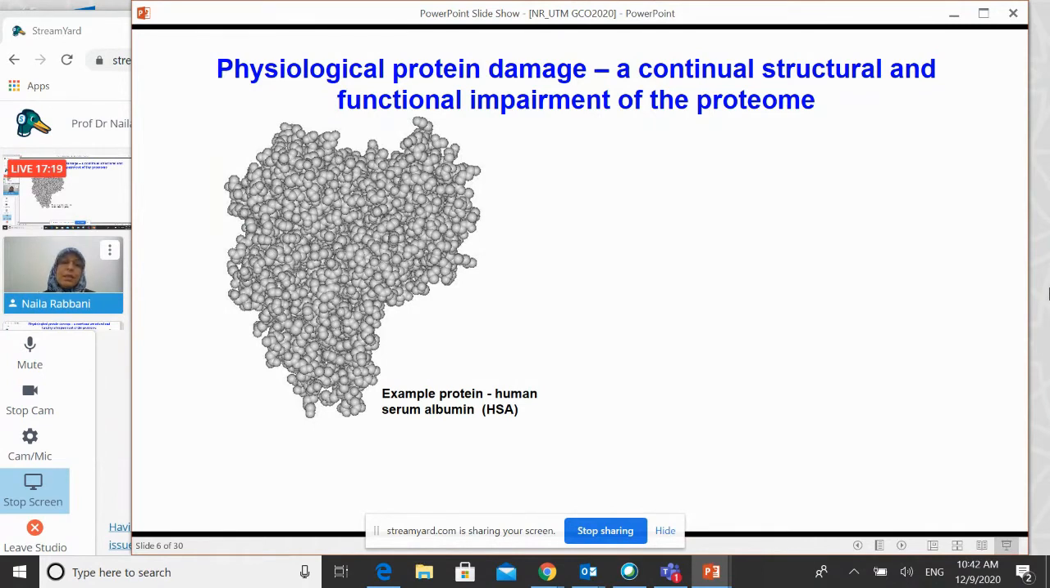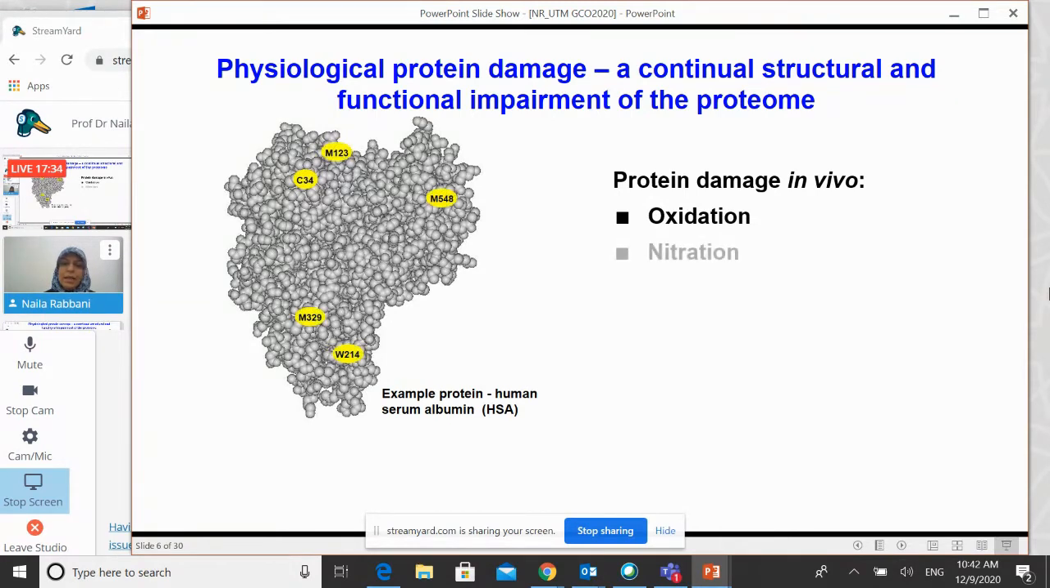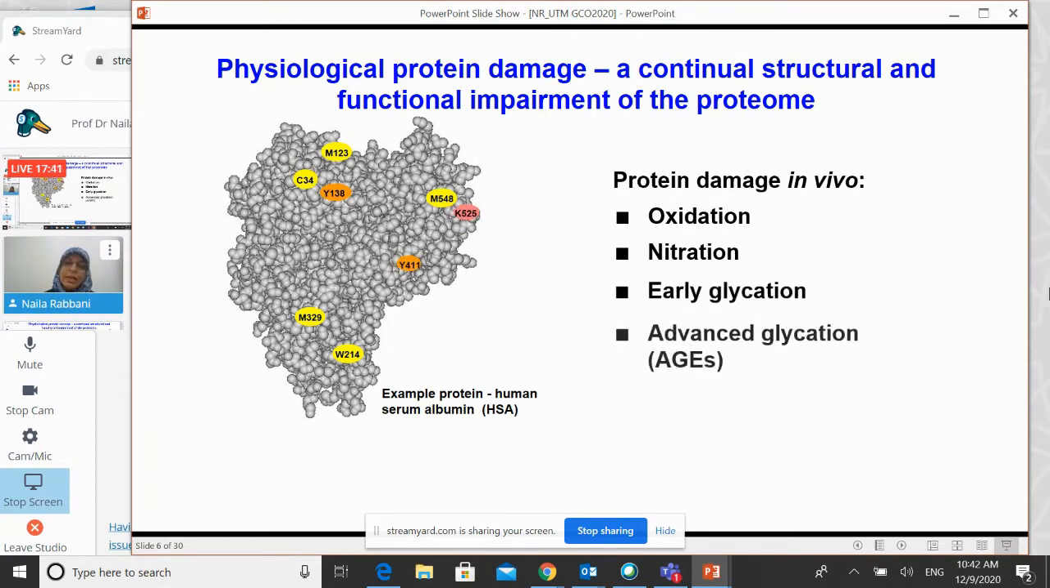The reason for that is that physiological protein damage is a continual structural and functional impairment of the proteome, and it occurs in vivo by oxidation to methionine and cysteine residues, nitration to tyrosine residues, early glycation to lysine residues, and advanced glycation to arginine residues. So this is not a random process; rather, these reactive metabolites target amino acids at functionally important sites.